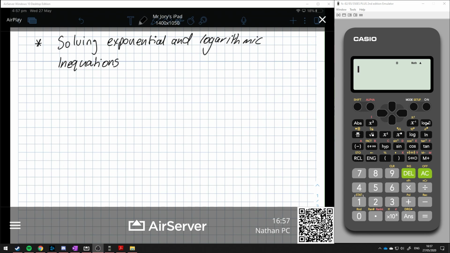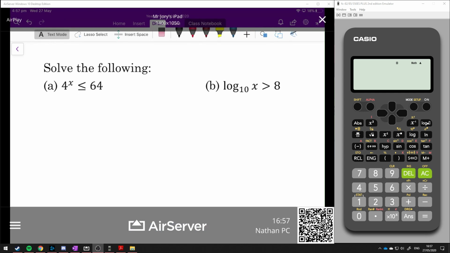Okay, so when we're solving exponential and logarithmic inequations, there's nothing really different to when we're just solving regular inequations and inequalities, okay? We're going to be using the same sort of methods as we'd be solving a regular exponential equation, except just this time it's with a different symbol. So let's jump in and have a look and see what these look like.